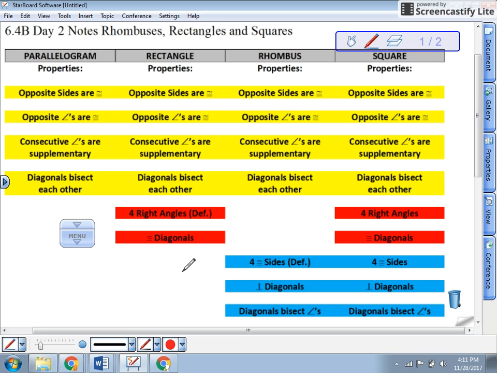Welcome to the second day of notes on rhombuses, rectangles, and squares. So here's that chart. Again, it's got each shape and all of their properties. The properties in yellow are the ones any parallelogram has, and down at the bottom you can see the special properties that both rectangles and rhombuses have. Remember, squares have all of those properties because a square is a rhombus and a rectangle combined.